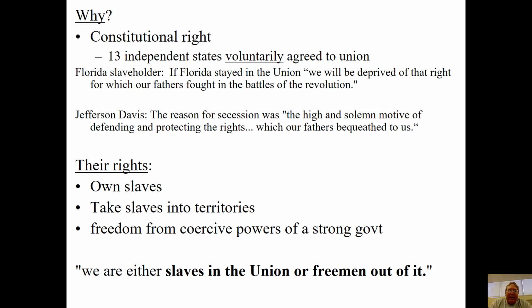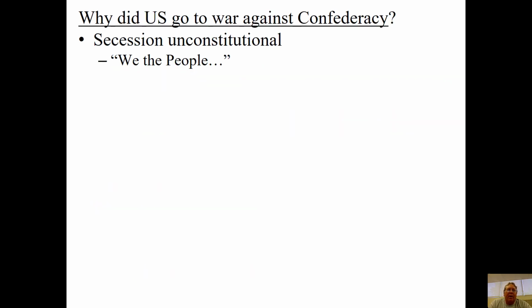One other Southerner kind of summed it up a little more clearly here, right? They said we're either slaves in the Union or freemen out of it, right? If we stay in the Union with Republicans in charge, they'll be able to do whatever they want, and we can't do anything to stop it. But if we start our own country, then we can do what we want. We can protect slavery, institutionalize it, and keep it for as long as we want it.